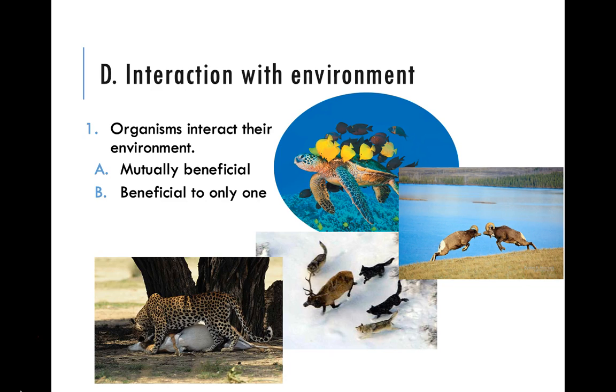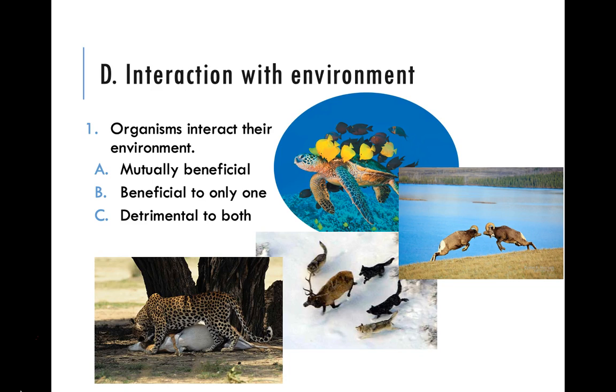Next, we have a situation where the relationship might be beneficial to only one. A really good example of this is predation. So we've got that leopard that has taken down the gazelle. You've got those wolves working together to take down those elk. These are beneficial to the organism that is taking down its prey, and therefore getting its food source. Obviously, it's not beneficial to the animal that is killed, but that's one big example of beneficial to only one. There are a variety of other examples as well, but predation is kind of the easiest one to see.